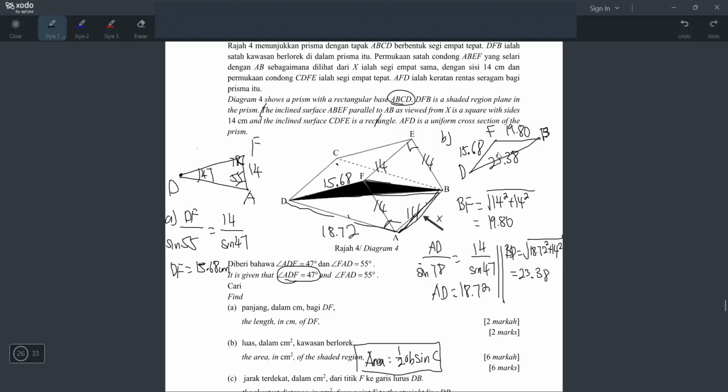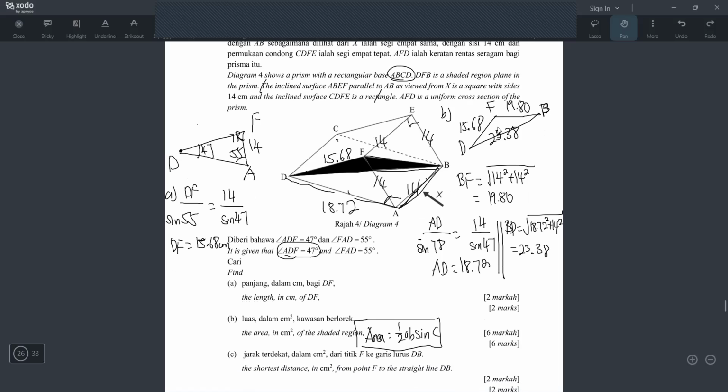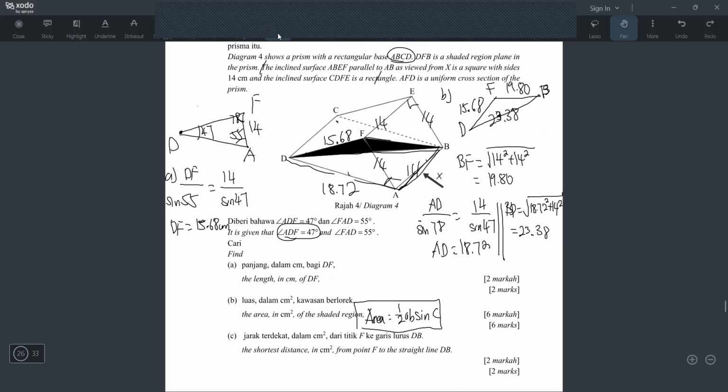But I still need the angle to find the area. So now since I have 3 sides already, I can use cosine rule to find any angle. You can find any angle because you have all 3 sides already. So any angle can help you to find the area. So let's say I want to find this angle. How to find this angle using cosine rule?